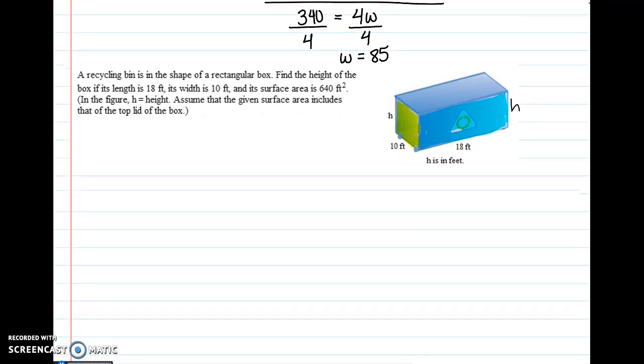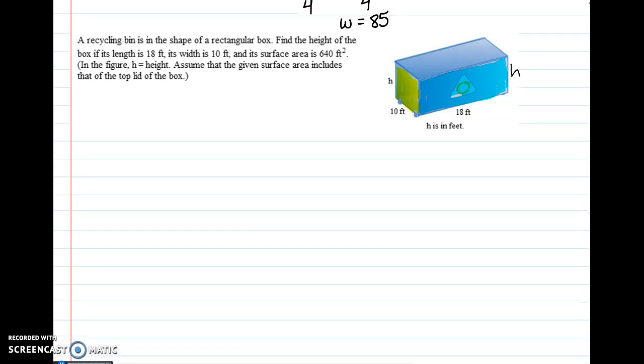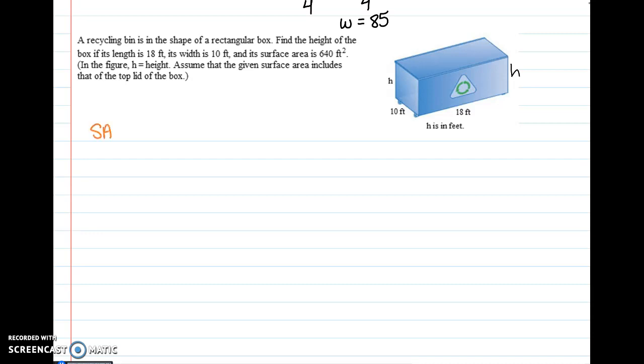All right. Ooh, last one of these. How exciting. A recycling bin is in the shape of a rectangular box. Find the height of the box if its length is 18, width is 10, and surface area is 640. Surface area? What in the world? So surface area is 640.